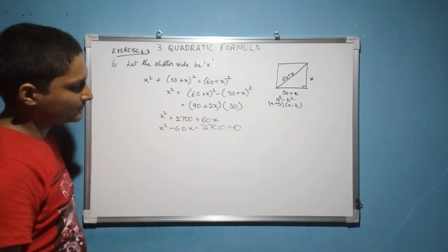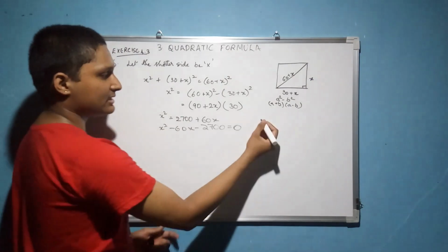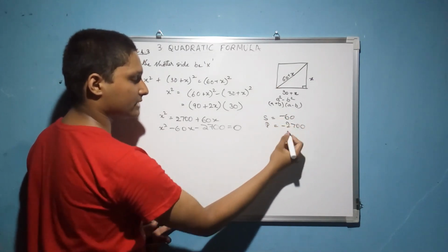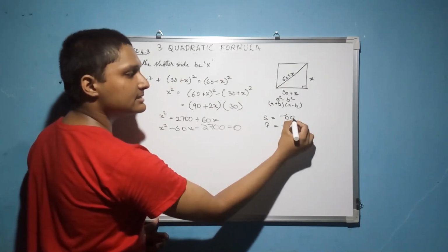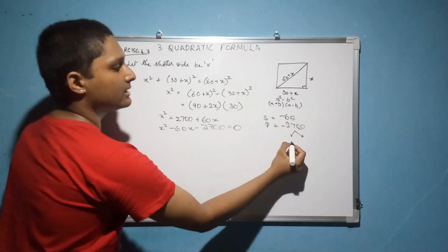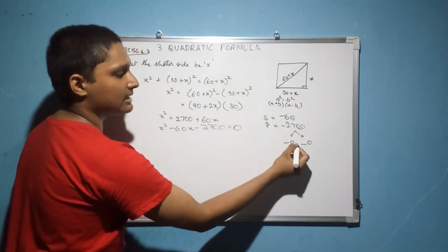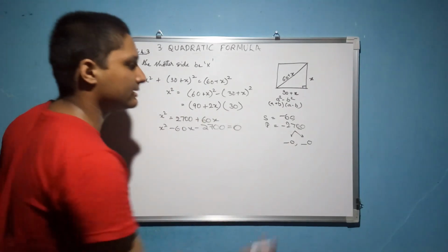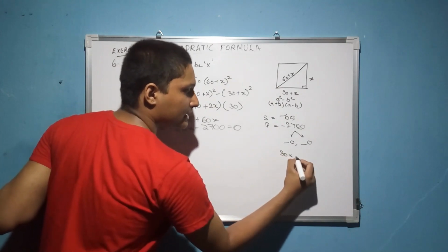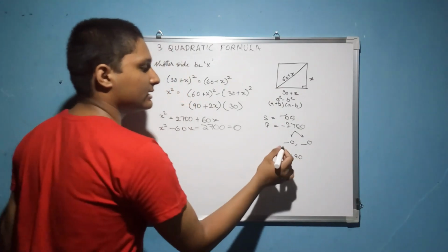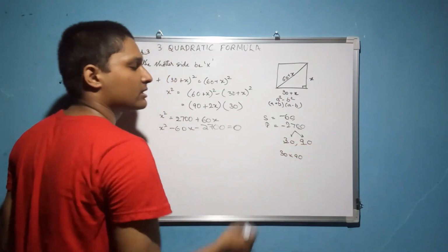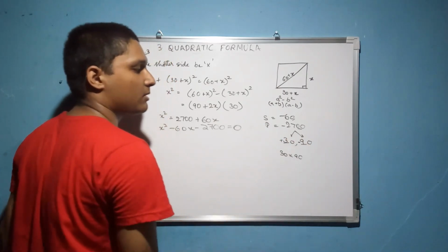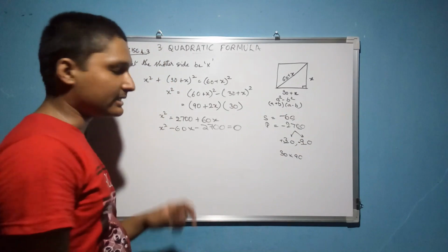Okay, so we need to get two numbers. Maybe the factorization method is easier. Sum is minus 60, product is minus 2700. Since this has one 0 and this has two zeros, there is obviously one 0 in the last, and it is going to be one more number in the front. So if it is 2700, I can write it as 30 into 90, right? 30 into 90. Therefore it is going to be 30 and 90. And since the sum is going to be negative, 30 is positive and 90 is going to be negative.